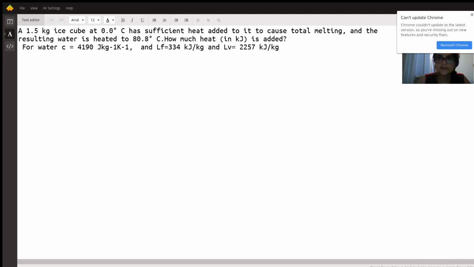So first, the ice is going to melt at a constant temperature of 0 degrees Celsius. And the next phase is it's going to be heated. So the liquid water now is going to be heated from 0 degrees Celsius to 80.8 degrees Celsius. Now, since the temperature has not hit 100 degrees Celsius in this problem, the water has not reached boiling point or vaporization yet. So we do not need to use this LV value. We're only going to need C and LF.